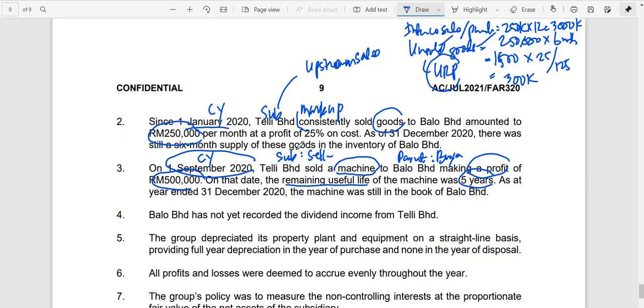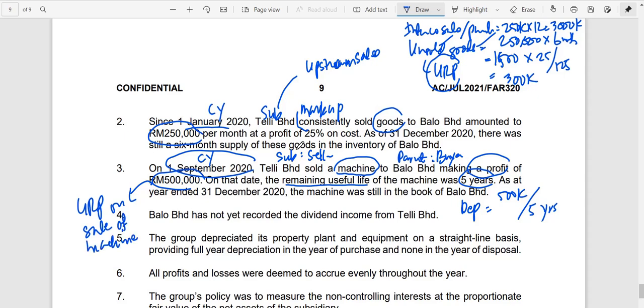But the 500,000 that was earned by Tally when it sold the machine to Balu has to be adjusted by removing the profits that were earlier realized. So you need to make a provision for unrealized profit for that part. I'm referring to 500,000 divided by 5 years, which is related to the depreciation adjustment, but this 500,000 is the one that we need to remove in terms of unrealized profit on sale of machine.